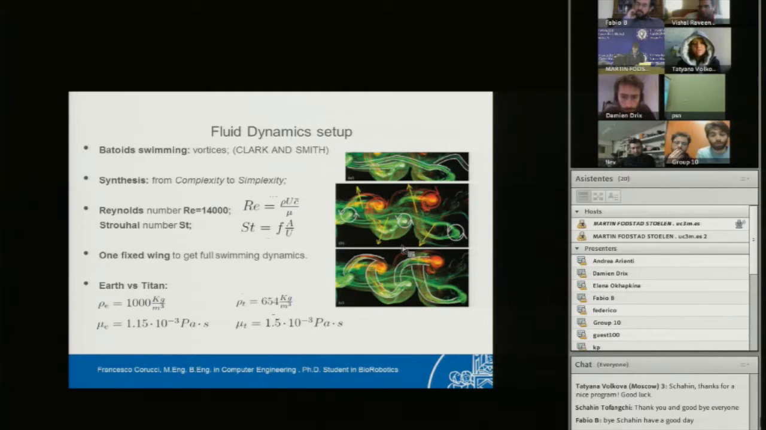What changed between these two? Fundamentally, just two parameters: the density, that is 1,000 kilograms per cubic meter on Earth, and 6.4 on Titan, and the viscosity. There is a difference of 1.15 and 1.5 between the two planets. So we expected the Reynolds number to change, the drag force to change, and this to make an influence on the behavior and on the combination between flapping and waving.